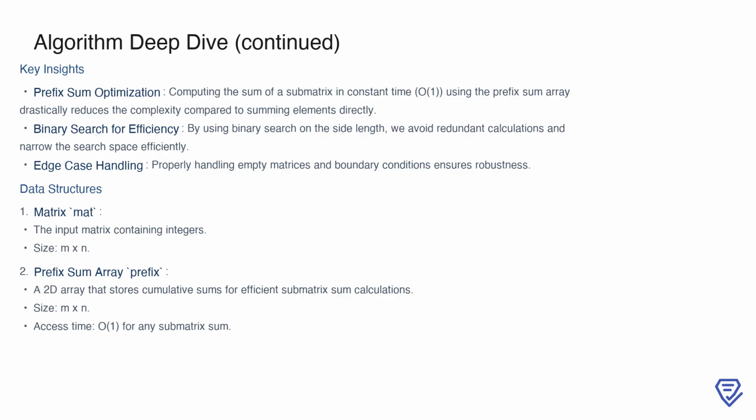The main data structures involved include the input matrix, which contains the integer values, and the prefix sum array, which is a 2D array of the same size.